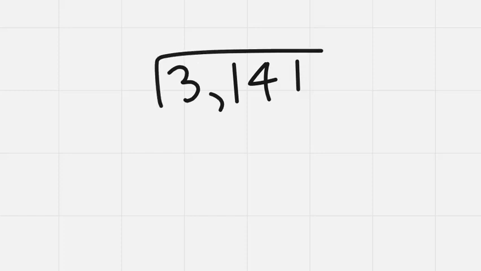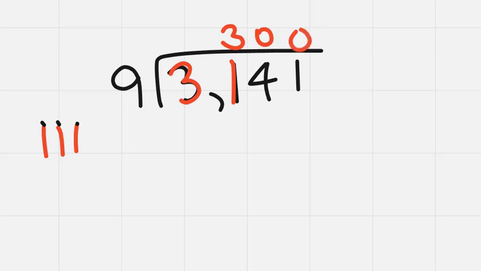Our next problem is 3,141 divided by 9. We'll begin just like we always do, looking at the first number, which is 3. It's less than 9, so we need to include the digit next door, 31. Let's count by 9 until we get as close as we can to 31 without going over. 9, 18, 27, 36. 36 is too high, so we stop at 27. That's 1, 2, 3 9s. We'll put the 3 up top, then 2 zeros.